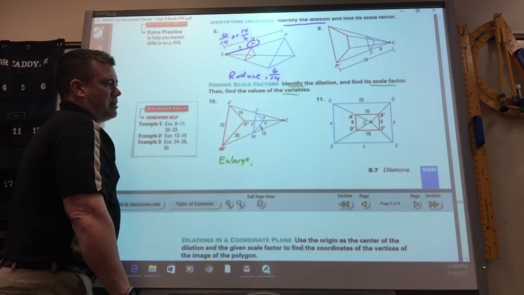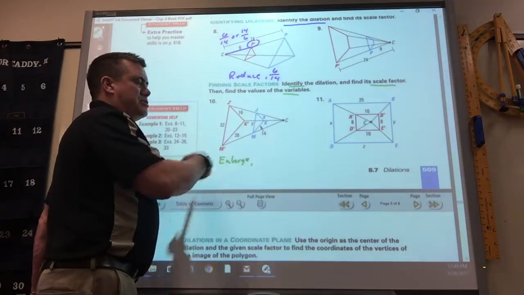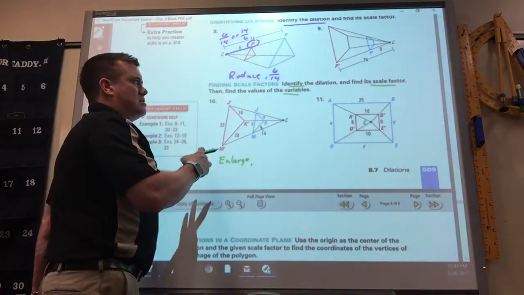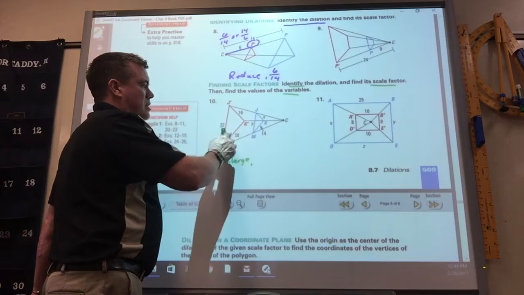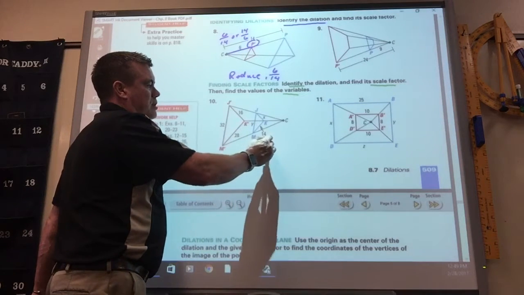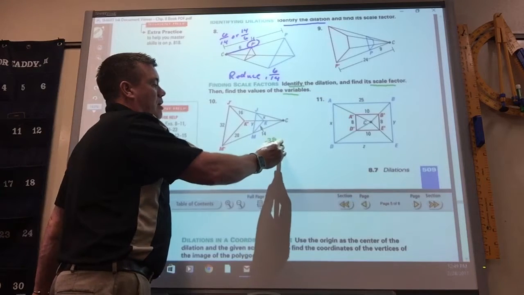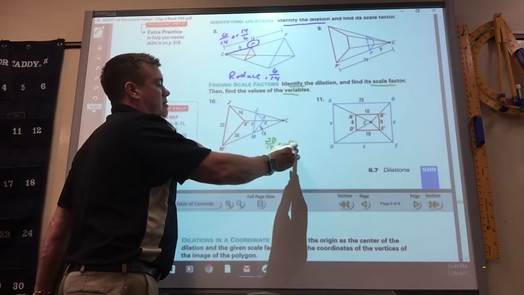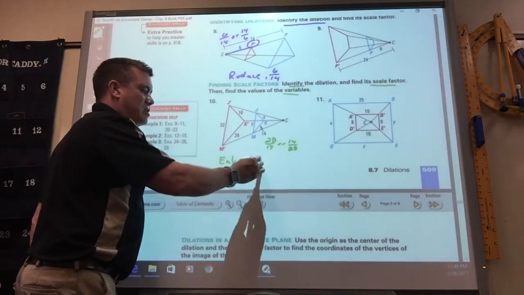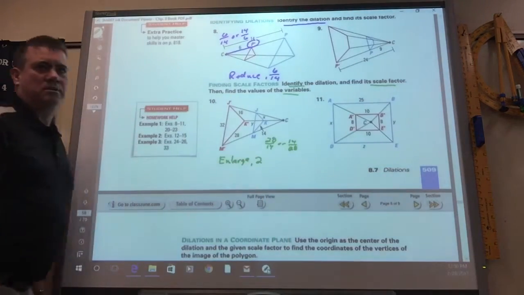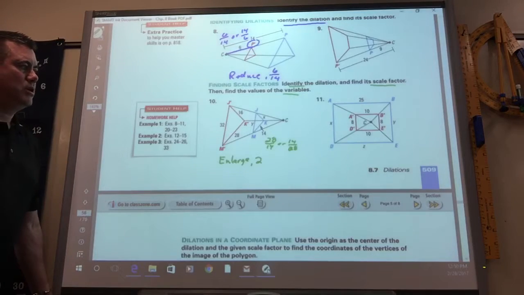The scale factor, again, you just got to find two corresponding pieces. I can't use 16 because I don't know x, I can't use that. 28/14, or 14/28. Since it's an enlargement, it's 28/14, which you could just put as 2. But again, it's not wrong if you put 28/14.